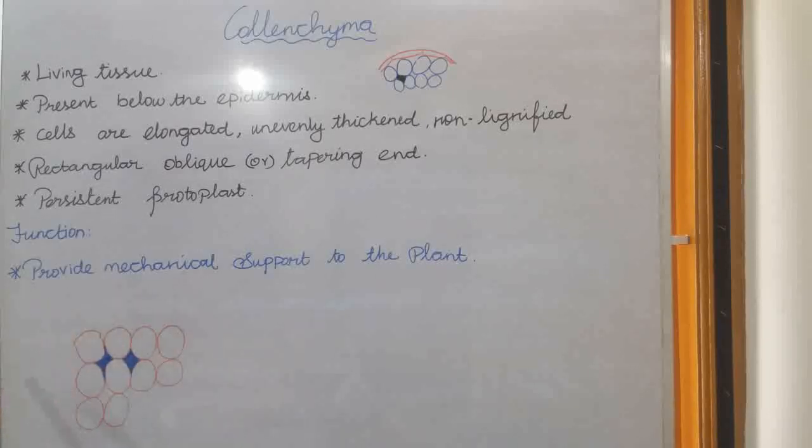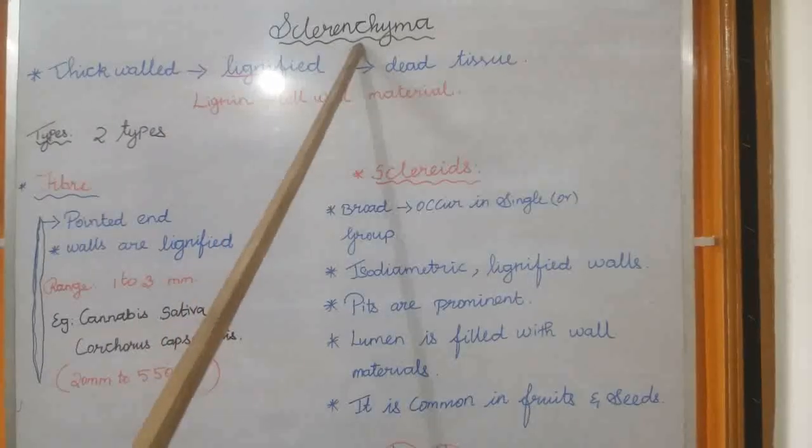Okay, see the diagram. The cells have a thickening. This thickening is unevenly thickened. I put only 2 for example, but in the whole diagram you want to give this type of thickening. So collenchyma is completed. What is the next type of tissue?